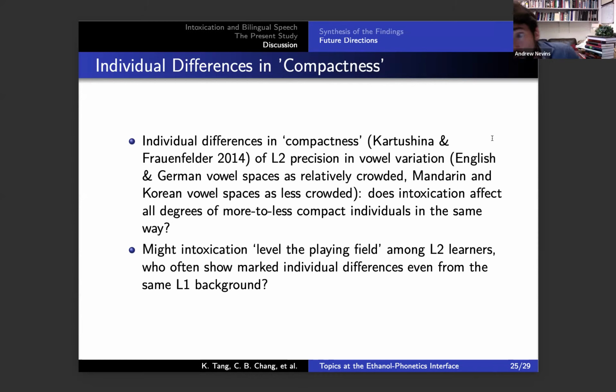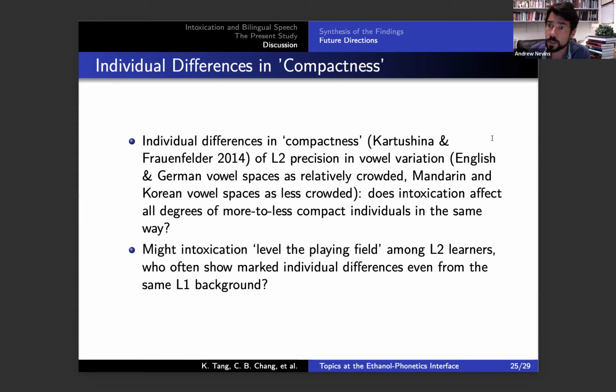Now, again, a question we might ask is, does intoxication level the playing field, such that people who are very compact, or people who are medium compact, might end up in their L2 hitting the target better? This is something that with darts there isn't a true analog. Although the dart studies are interesting to compare to language, there's no notion of an L1 and an L2 in darts that we can draw on in a clear way.